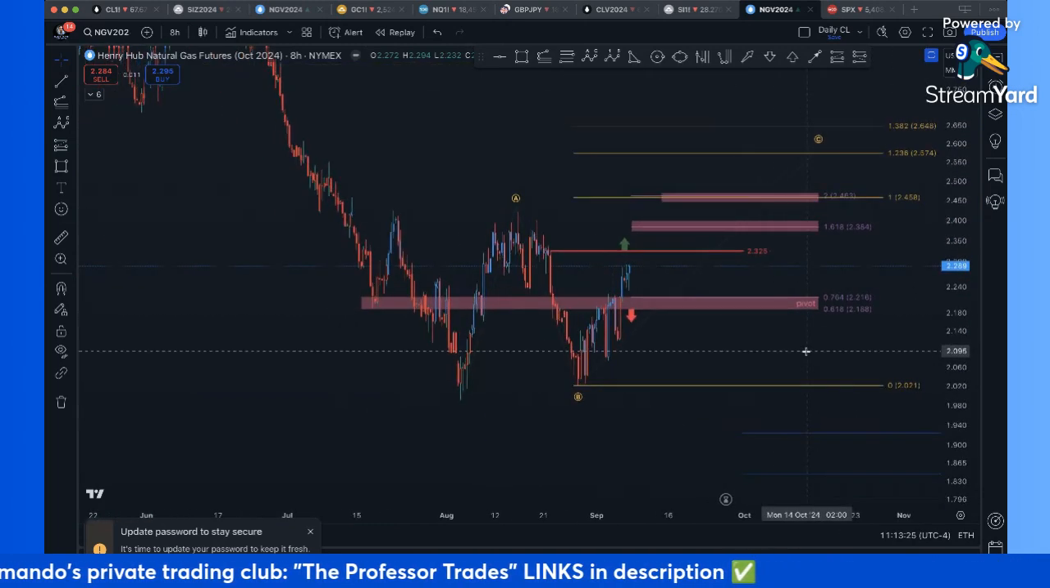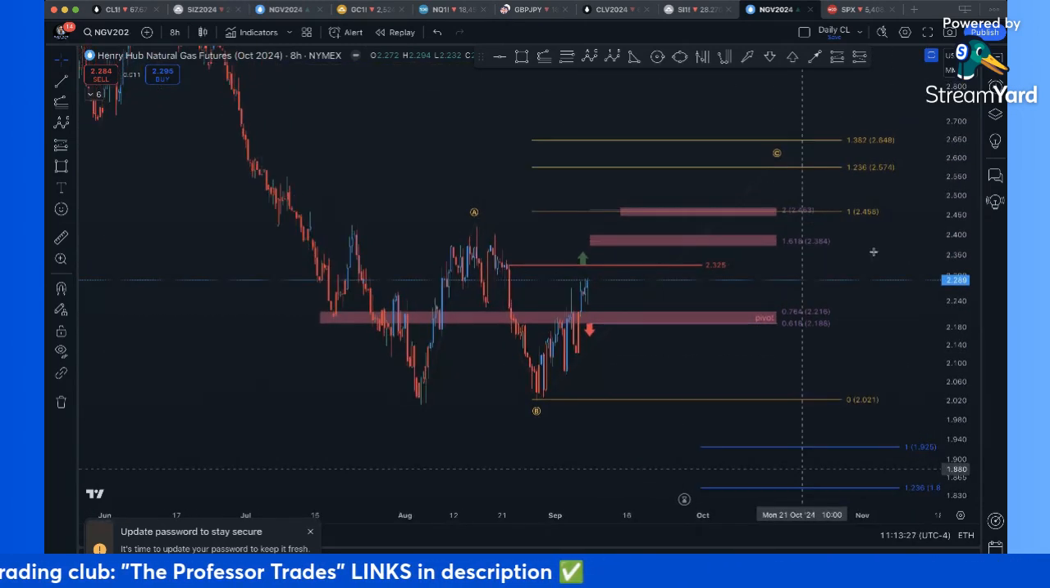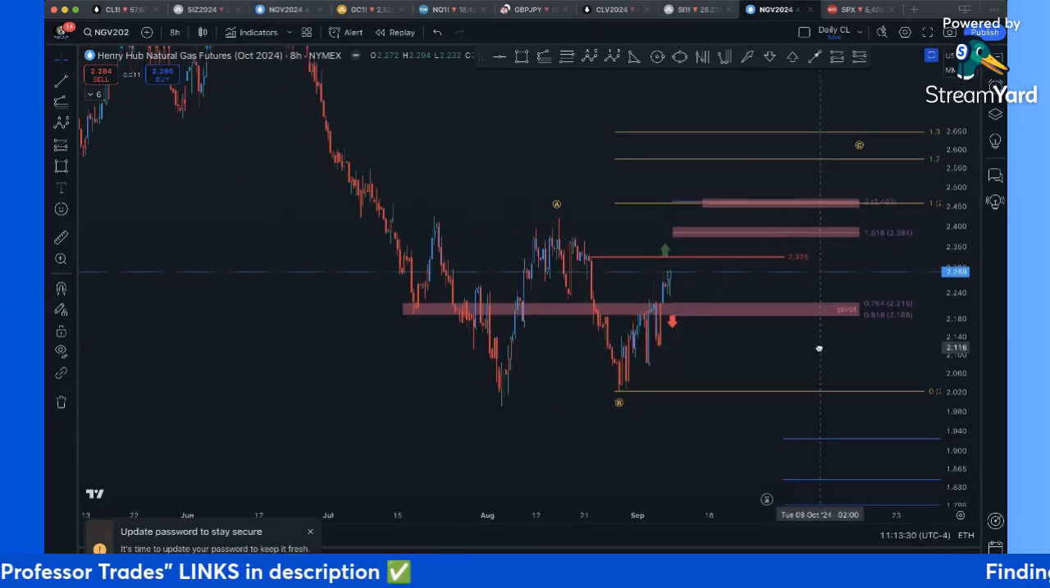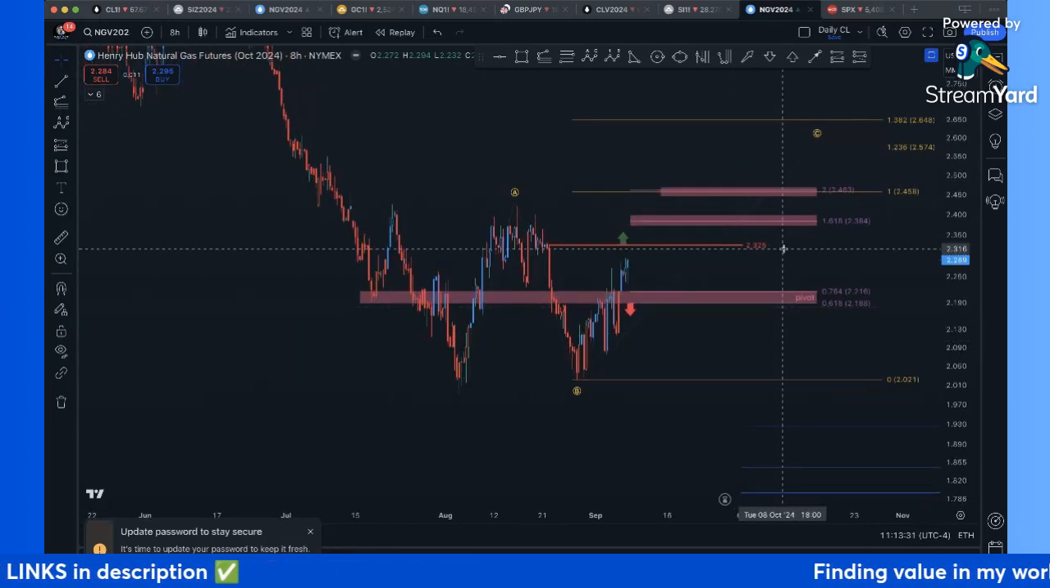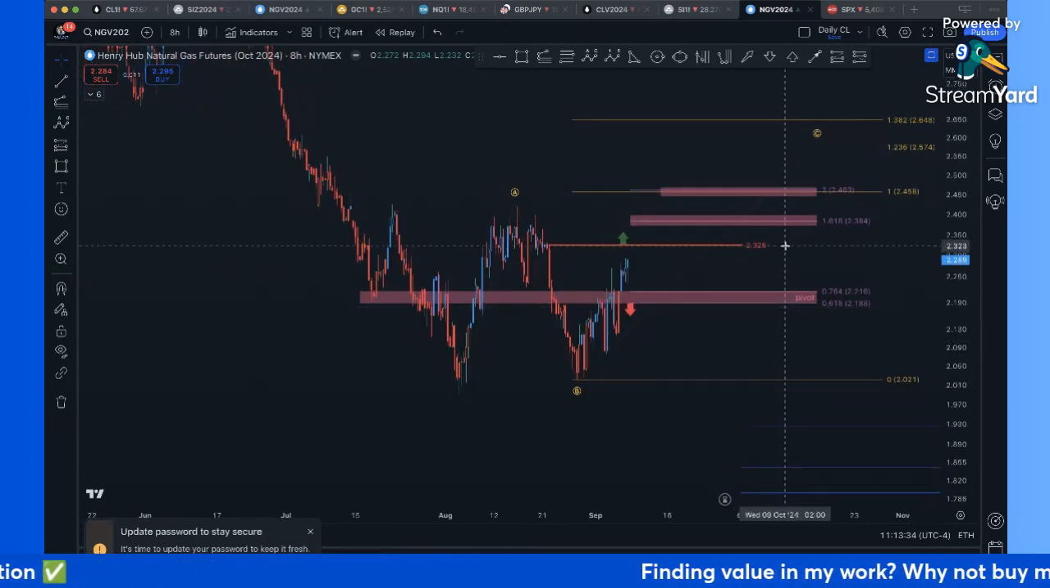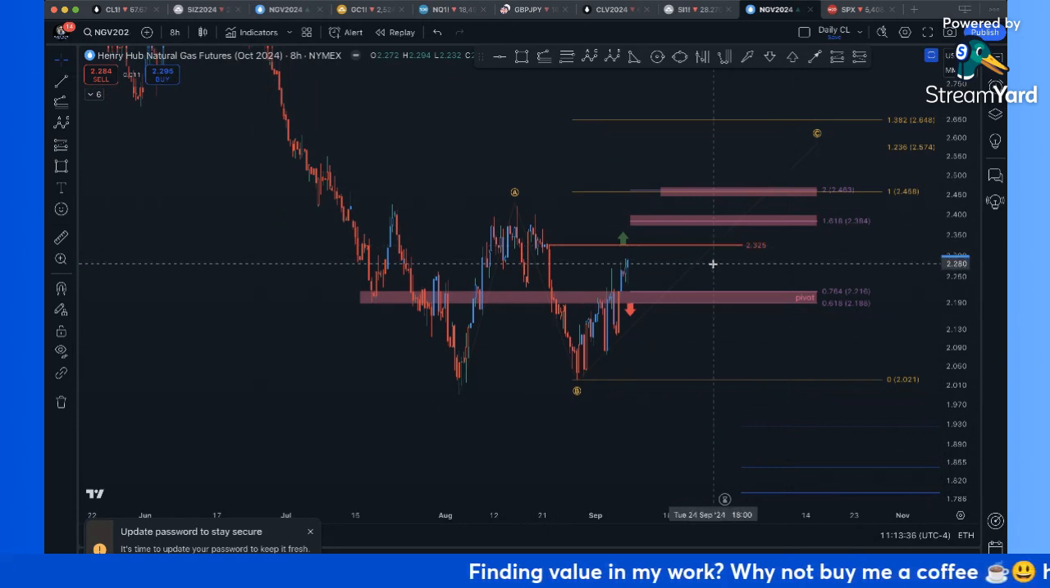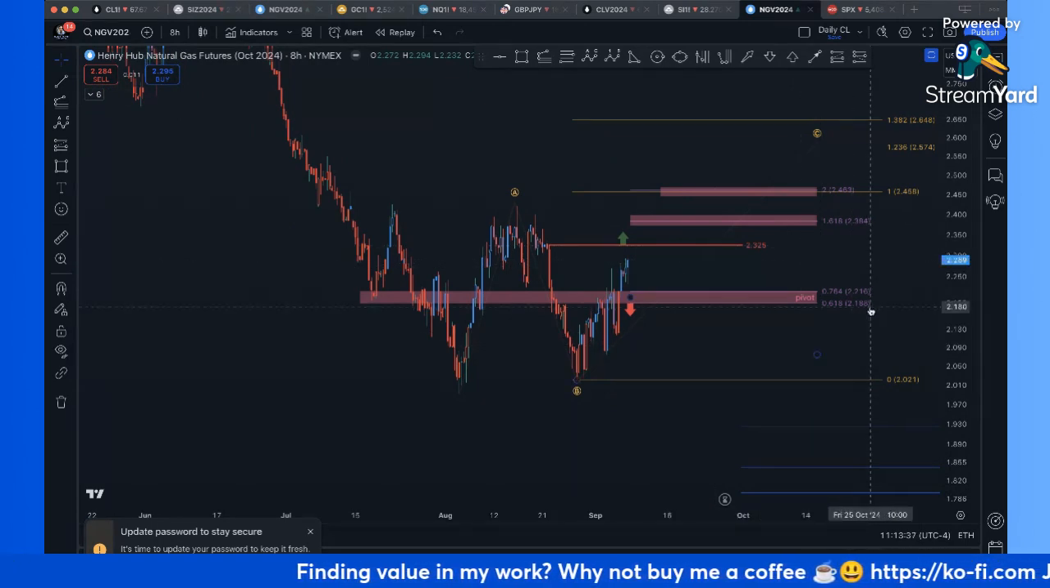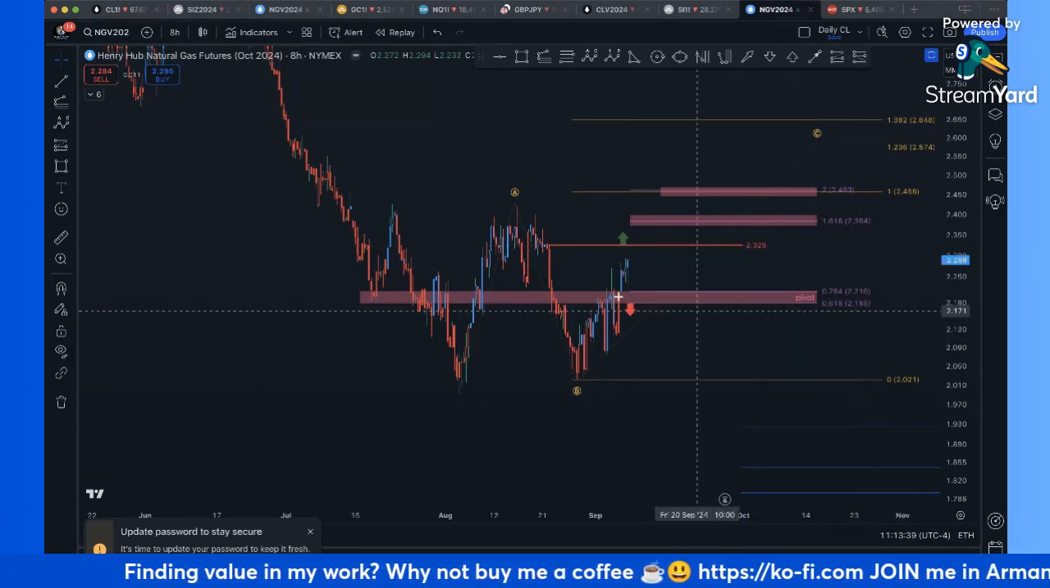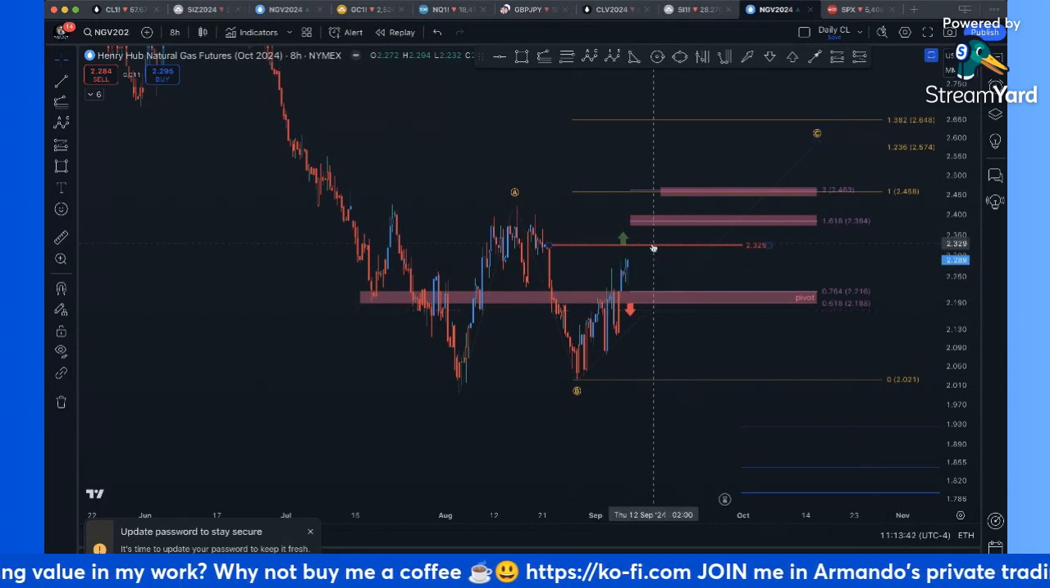Just as I'm showing you the fibs down there, there are fibs up here too. So the parameters are: got to get above 2.325 to be bullish, and got to get below 2.188 to be bearish. So this is the floor. This is the ceiling.